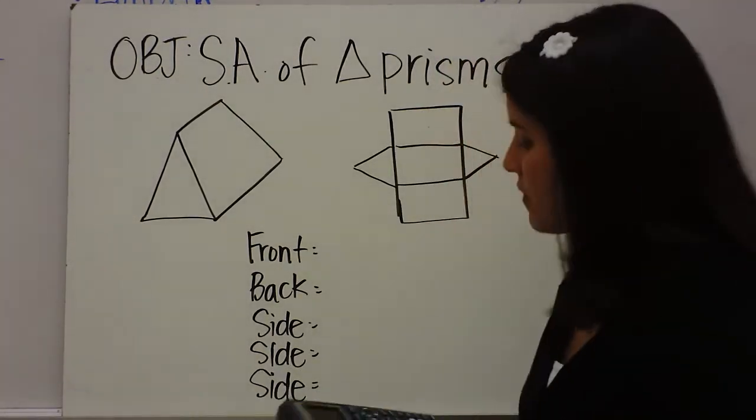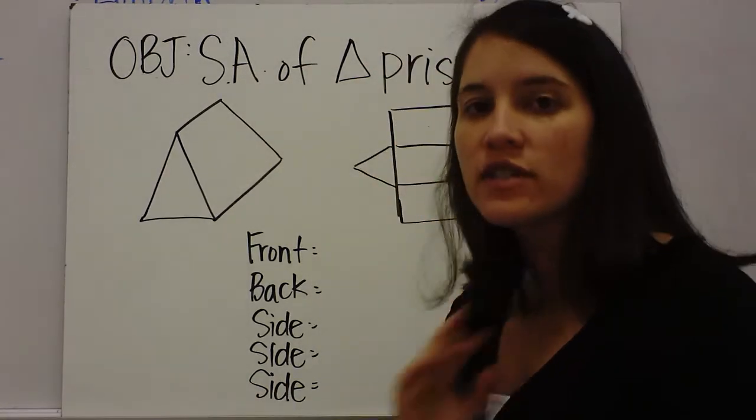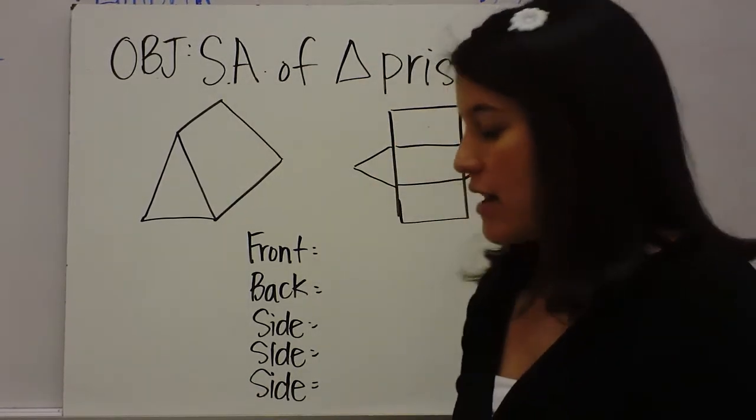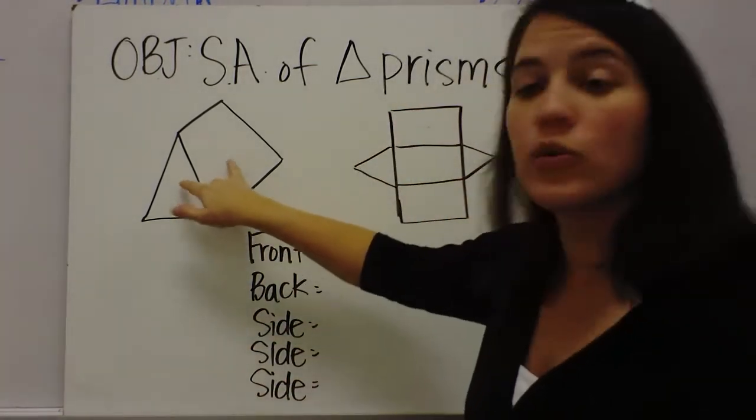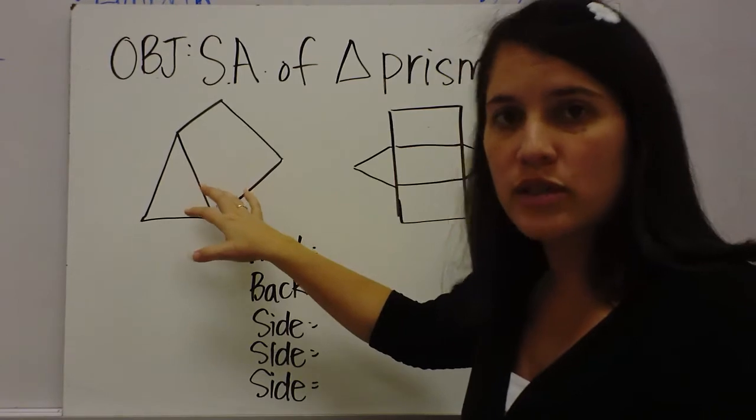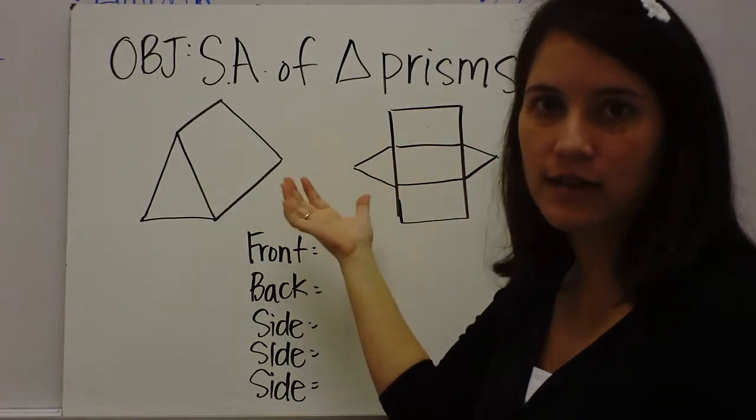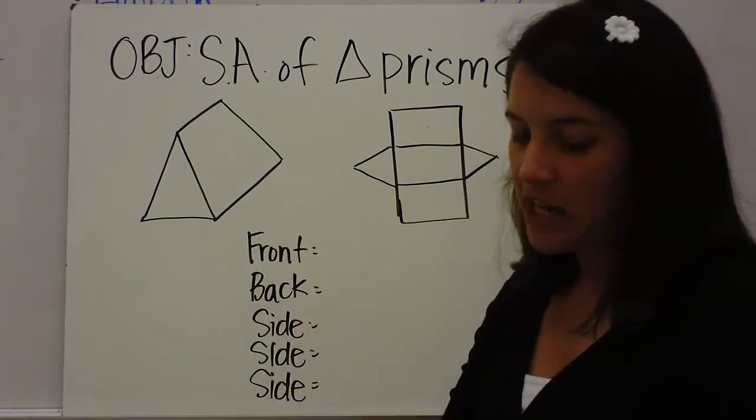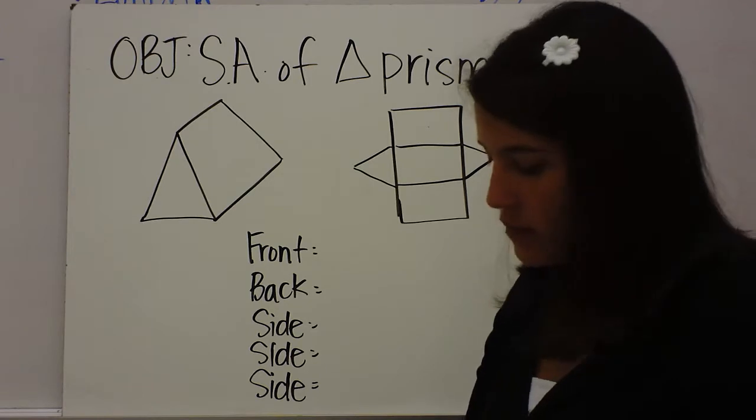Today's lesson is surface area of triangular prisms. So we've worked with surface area of rectangular prisms, and now we're going to work on triangular prisms. So I've drawn for you a three-dimensional triangular prism and the net of a triangular prism. So you're going to see both of these examples. And here's how you find the surface area of a triangular prism.